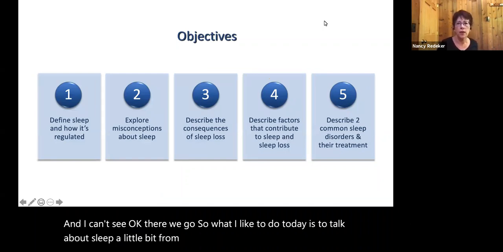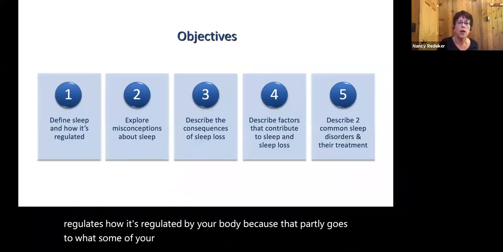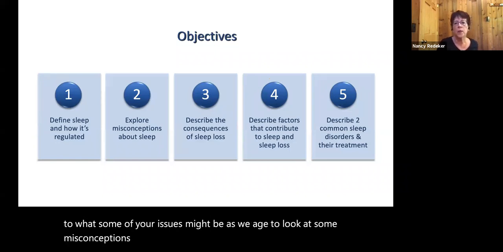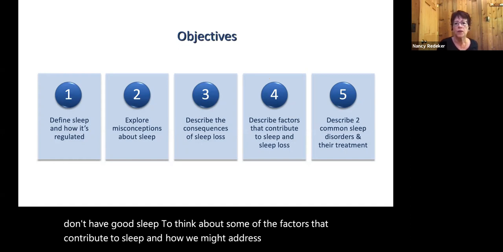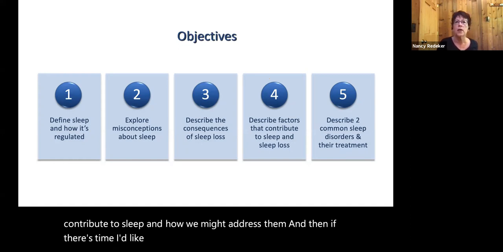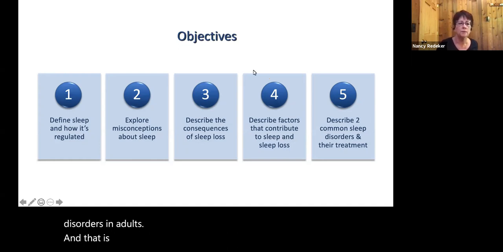So what I'd like to do today is to talk about sleep a little bit from a biological point of view and how it's regulated by your body, because that partly goes to what some of your issues might be as we age, to look at some misconceptions about sleep, to think about what it means when we don't have good sleep, to think about some of the factors that contribute to sleep and how we might address them. And then if there's time, I'd like to briefly talk about the two most common sleep disorders in adults, and that is insomnia and sleep apnea.